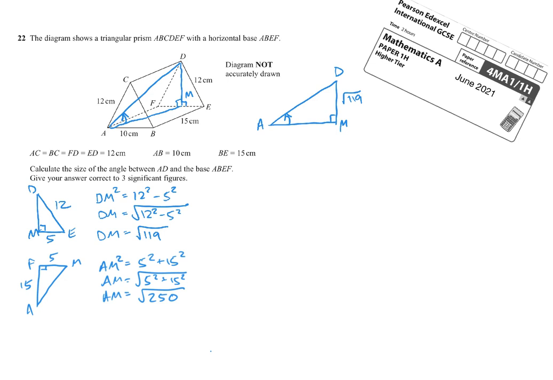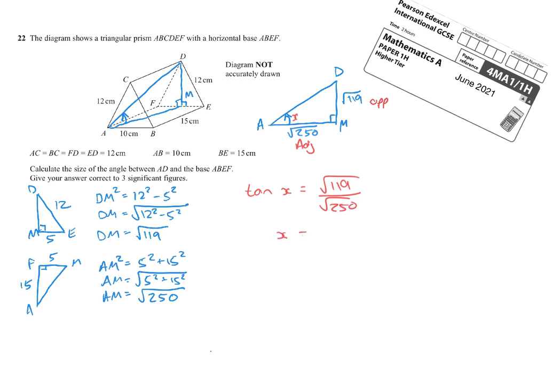So now I can write that onto my triangle at the top here. This is root 250. And now I'm going to use my trigonometry. I'm going to call the angle x. I'm using the opposite and the adjacent, and that is tan. So I can write tan of x is equal to the opposite, which is the root of 119, over the adjacent, which is the root of 250.